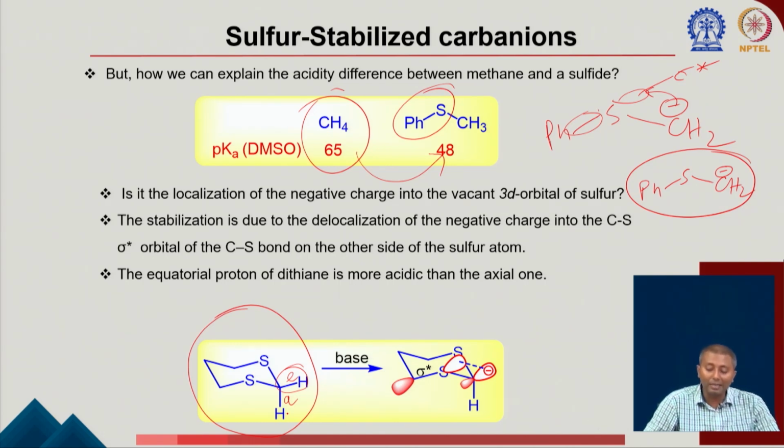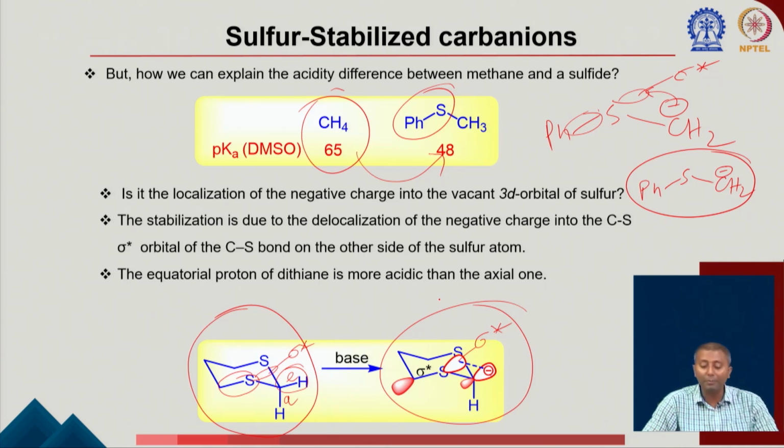The evidence is that in the case of the equatorial one, when it is forming the corresponding conjugate base, that means this carbanion, it is giving electron density to this corresponding sigma star orbital. This bond between carbon and sulfur is a sigma bond, so there must be a sigma star orbital here. This sigma star orbital is getting electron density from the non-bonding orbital of this carbanion. Okay, that's how this conjugate base is getting more stabilized compared to the axial one. That's why the equatorial proton is more acidic than the axial one.